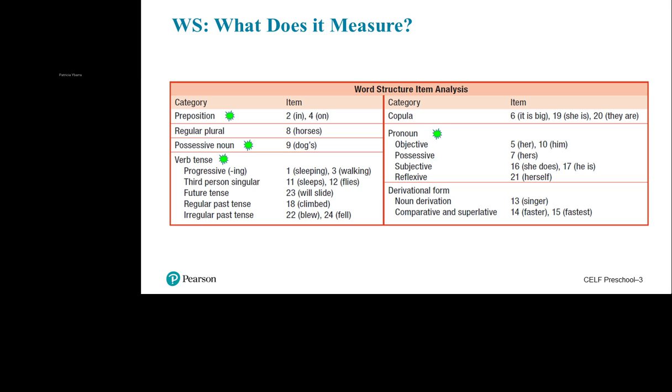And here's the item analysis table for the word structure subtest. This subtest measures the expressive use of various morphological structures. And the structures assessed include prepositions, possessive nouns, verb tenses, pronouns, to name a few.